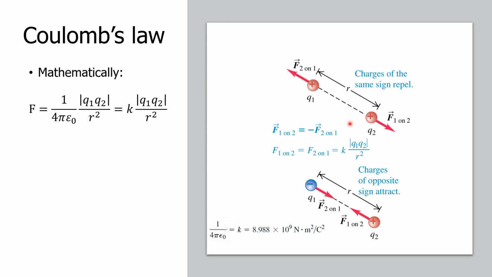And if the charges have opposite sign, the forces are attractive. So here the force 2 on 1, meaning the charge 1 will attract to Q2, and here the force 1 on 2, the Q2 here will attract to Q1. So the charges of opposite sign attract. So the two forces obey Newton's third law. They are always equal in magnitude and opposite in direction, even when the charges are not equal in magnitude.